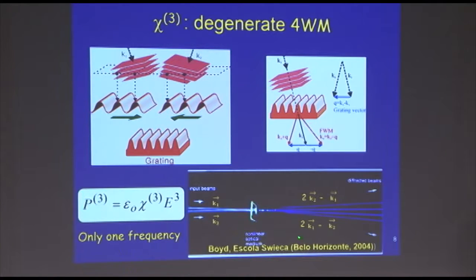So that's what happens. You come with two beams, adjust the appropriate angle between them, and then you generate two other beams with directions which satisfy the phase matching condition.